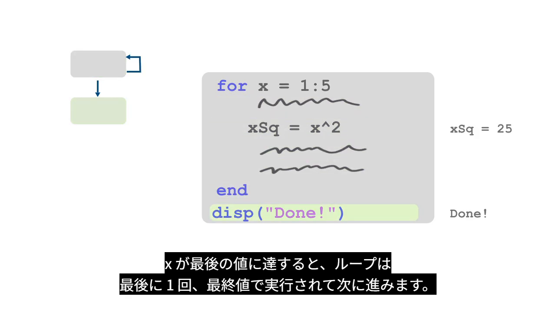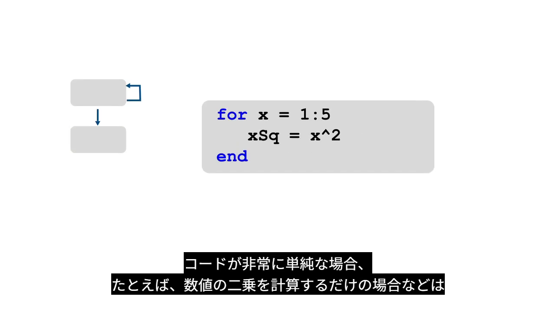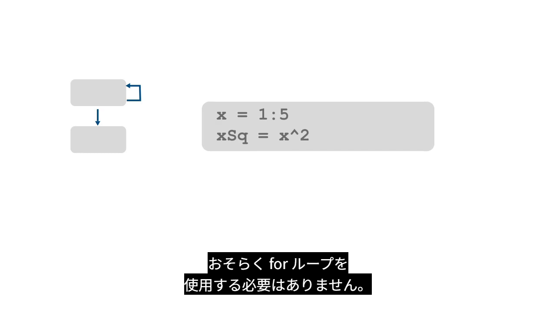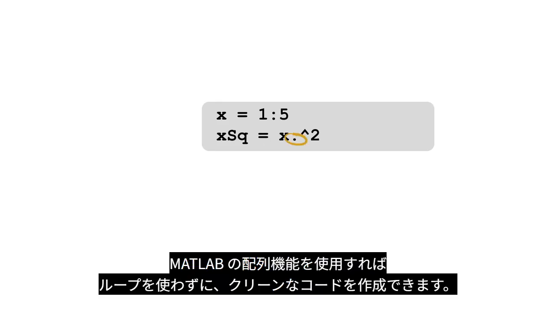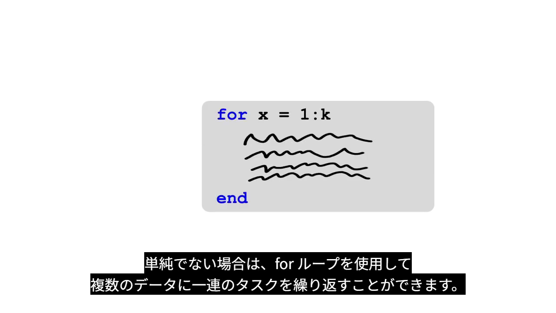If your code is very simple, like just calculating the square of a bunch of numbers, you probably don't need to use a for loop. Remember that Matlab works with arrays naturally, so you can use Matlab's array capabilities to write clean code without having to use a loop. For cases when it's not so simple, for loops give you a way to repeat a set of tasks across collections of data.